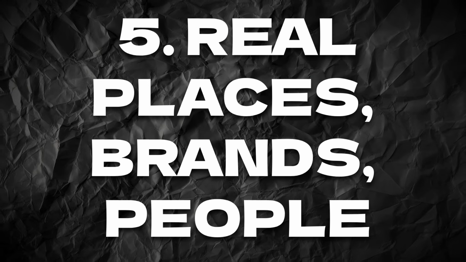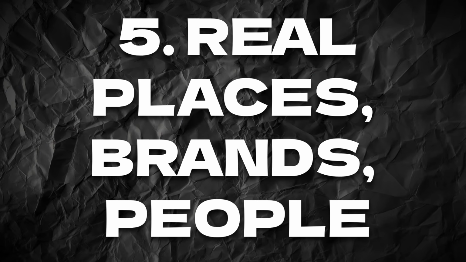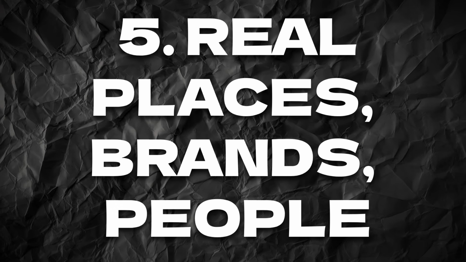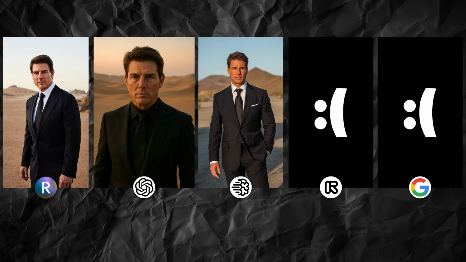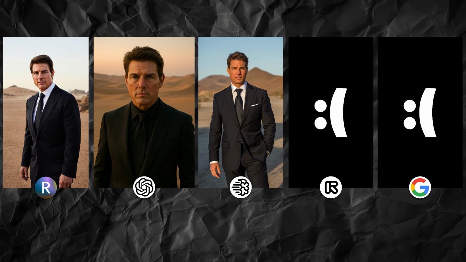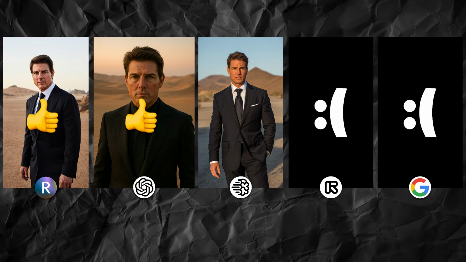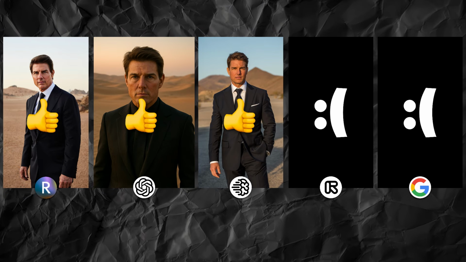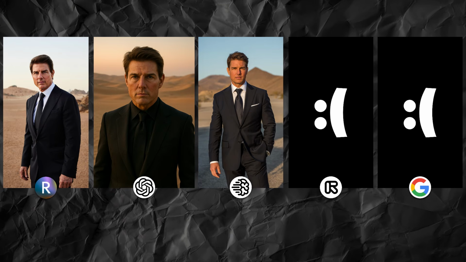In the next test, I'll try to create images with real people, real existing brands and objects like cars of some brand, and of course, existing places. For example, I tried to create images of Tom Cruise wearing black suit standing amidst the desert. Pictures created in Reve and Ideogram look really great. Runway and Google's image generation tool didn't create any images because such prompts violate their content policies.